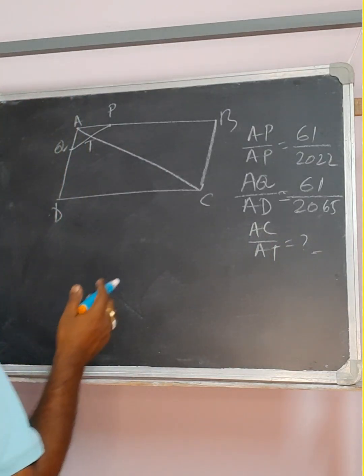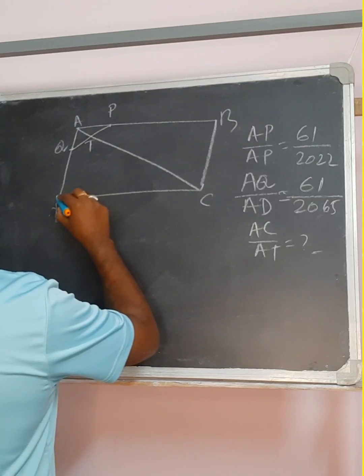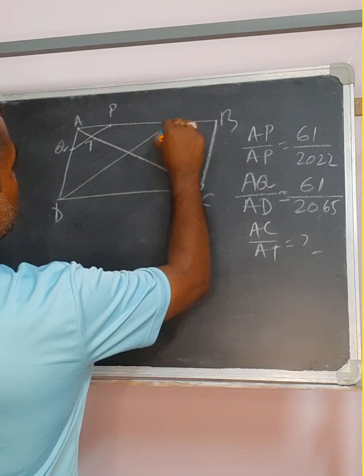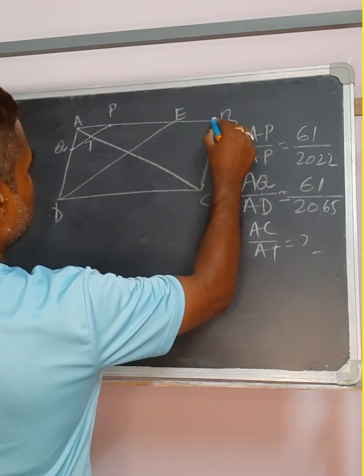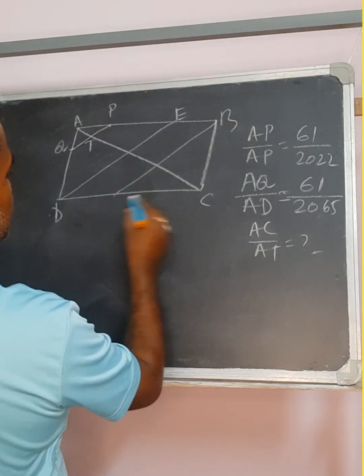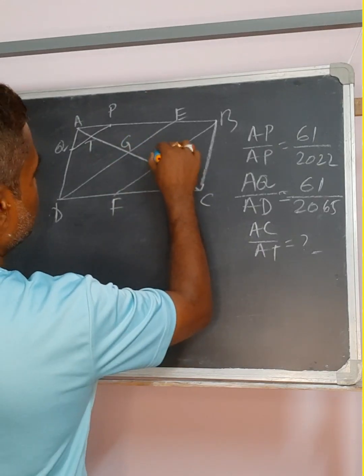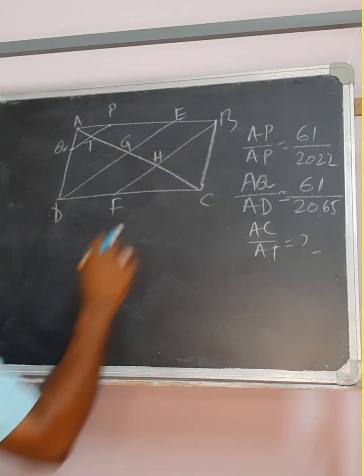So I will construct some lines. One line will be from D parallel to PQ. I'll draw it, and it will cut AB at some point, let's say E. Another line I will draw the same, parallel to PQ, which will cut DC at point F, and the other points which will cut AC are G and H, naming it like that. So how to prove it? This is the construction already completed.